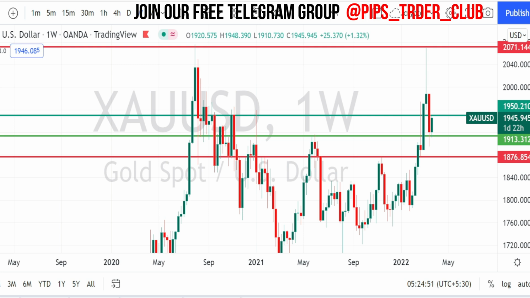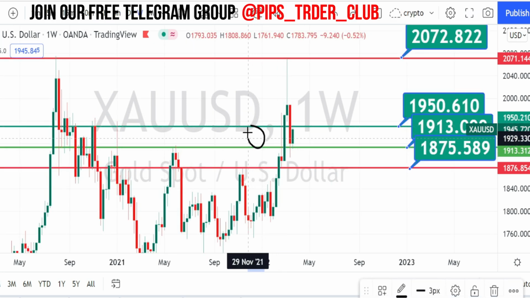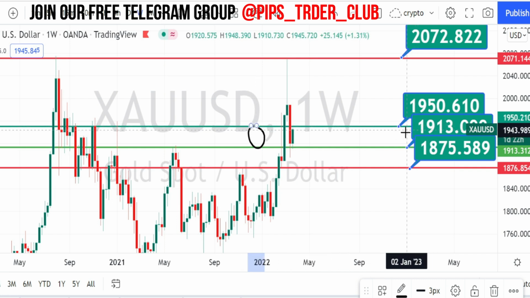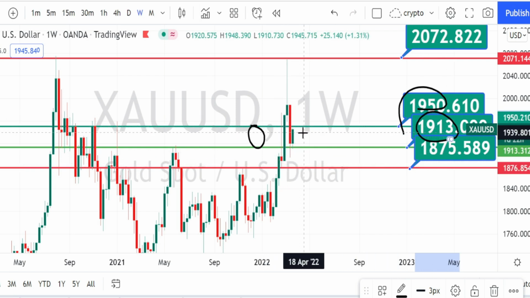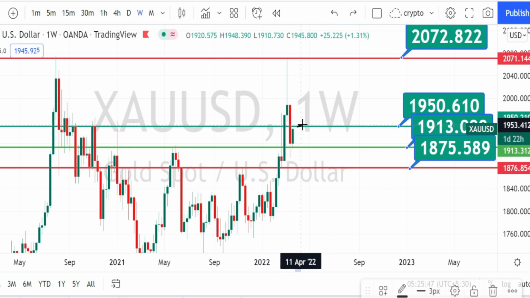So when we look at the price action in weekly time frame, we can clearly notice that the price action is trading between this resistance level of 1950 and support level of 1913. It's been trading here for some days for now. So when we analyze why this area is acting as a very strong support and resistance level, we have to look at the past price action.